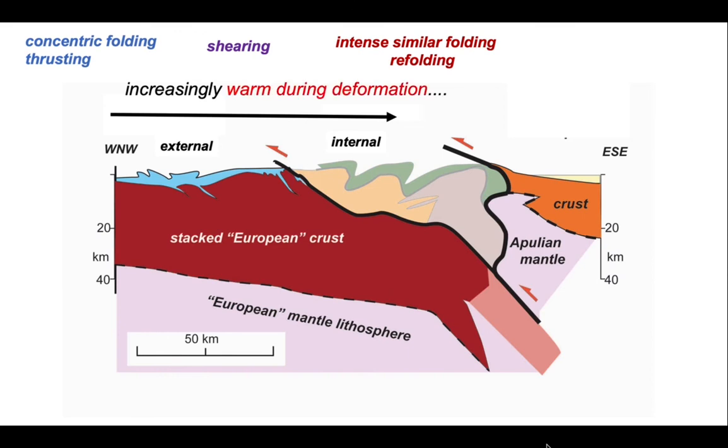This implies that as we go across from the outer into the internal Alps, during the deformation, the temperature was hotter for those rocks that are in the internal zones. They could behave in a more ductile fashion. And this in turn implies that the internal zone rocks, in order to have been hotter, were once more deeply buried than their external zone counterparts.